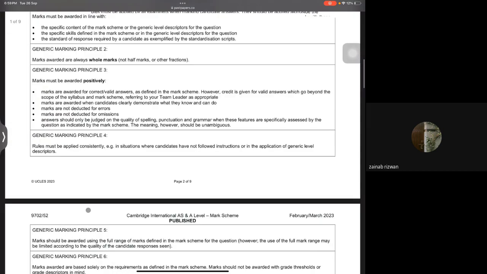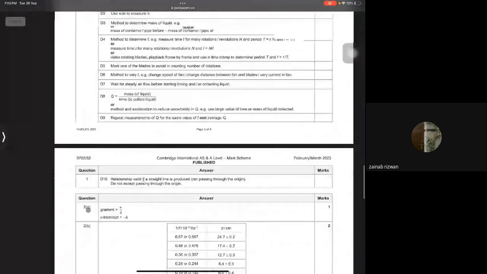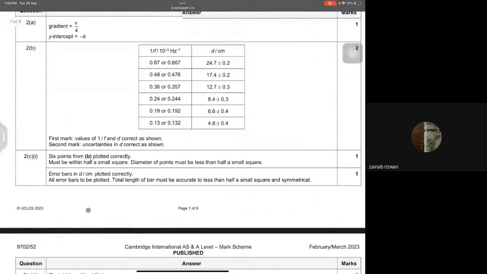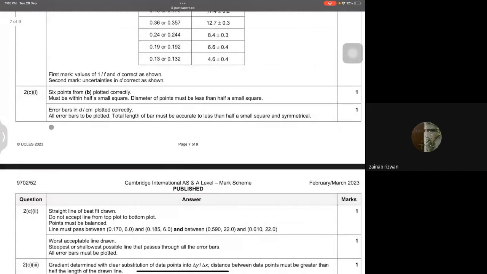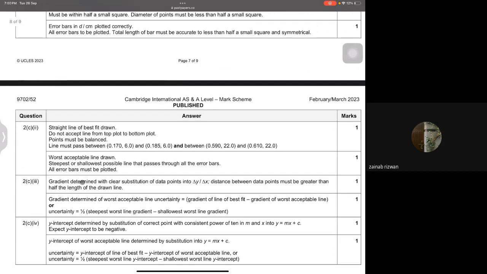Now, if you guys see this, you realize that you have marks for writing the correct table. Writing the correct table, as you can see. And then they've said six points plotted within half a square; like I said, do not make blobs. Error bars correctly plotted. And then they've said straight line of best fit, and you see what they have written? Points must be balanced, which means equally up and below. It doesn't mean that they should always be on the line. And then they say worst fit line, steepest line that passes through all error bars. All error bars must be plotted, and so on.